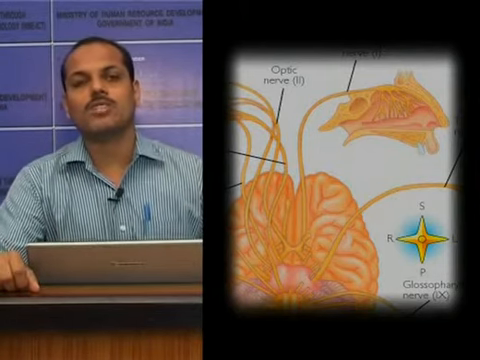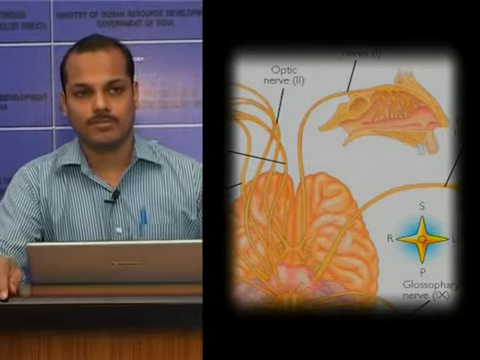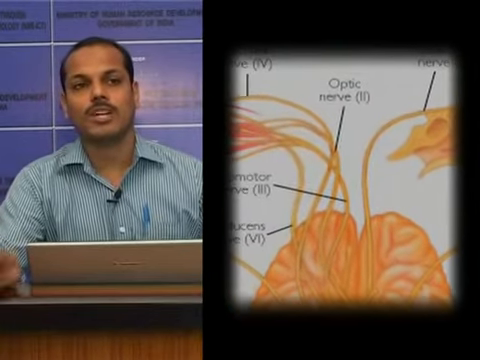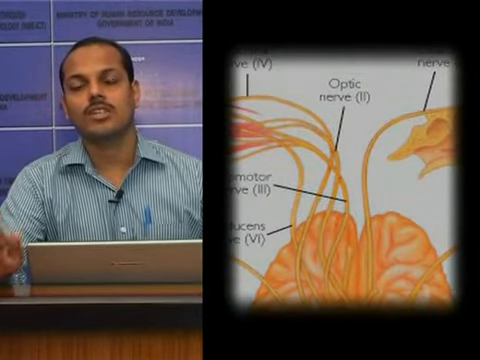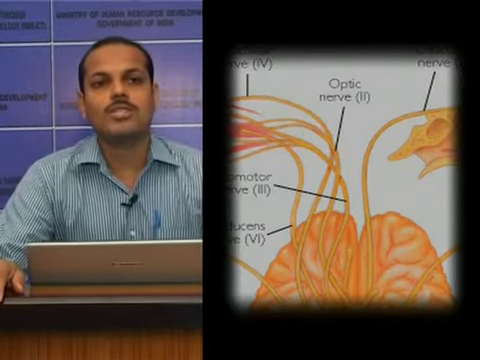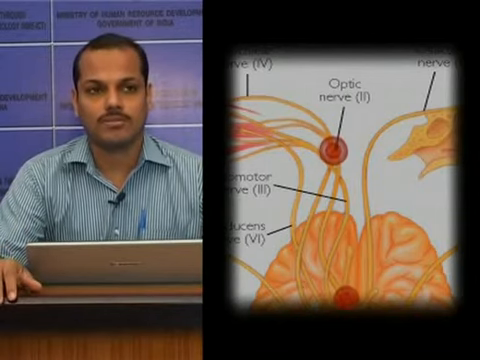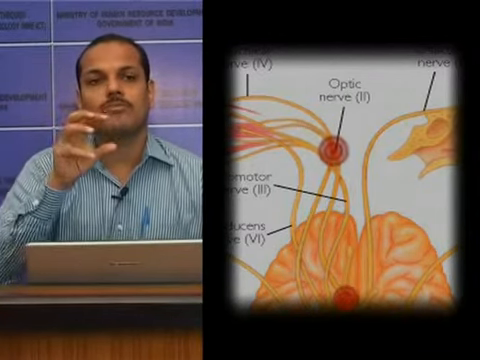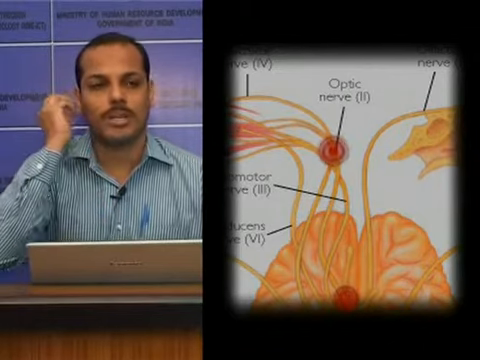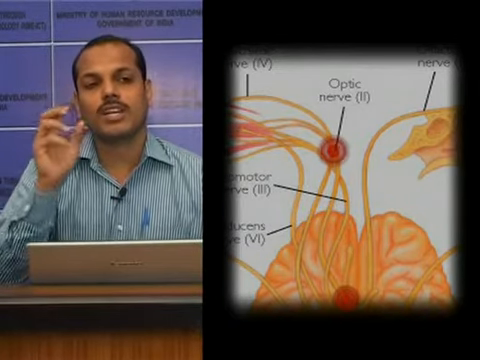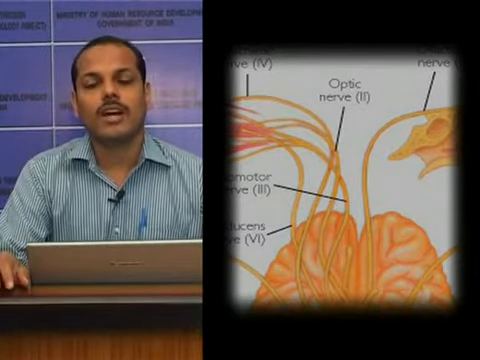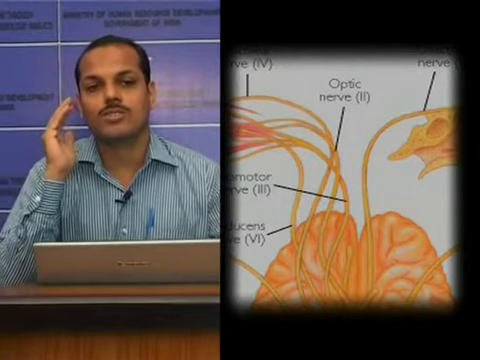Now, the second nerve is cranial nerve number 2, the optic nerve. From the name itself you can understand it is the nerve of vision. It contains special afferents for vision. It returns information from photoreceptors in the retina to the brain. The optic nerve enters the cranial cavity through the optic canal, and any lesion to this optic nerve leads to loss of light reflex and anopsia. So the second nerve is the optic nerve, the nerve of vision.